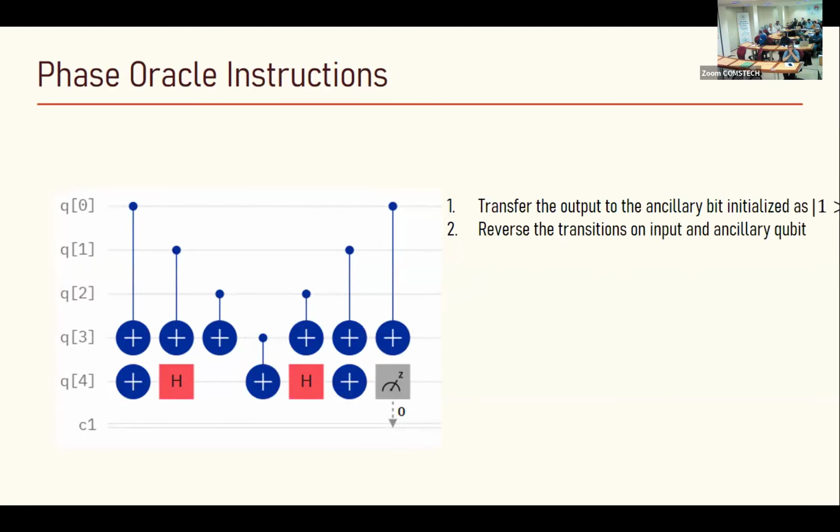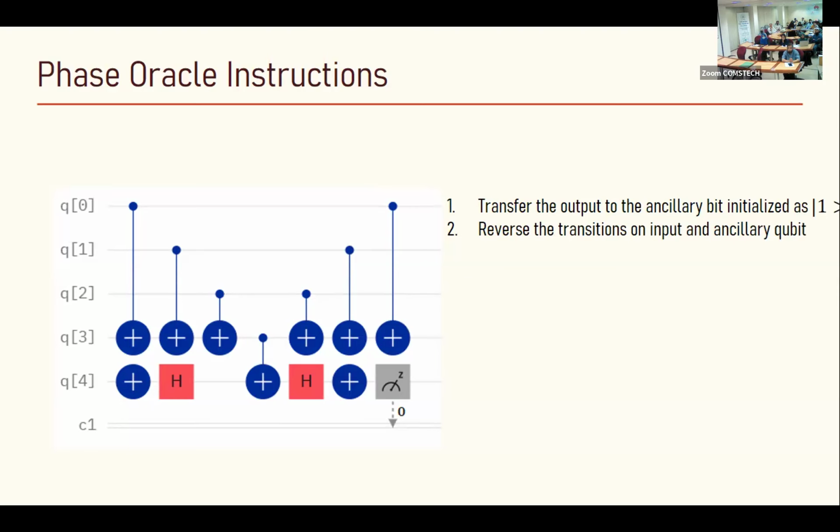What we do is, number one, we implement our function. This is the function that you recognize: Q0 XORed with Q3, the answer is XORed with Q1, and the answer is XORed with Q2. So these three operators you recognize from the last circuit. The first step is to translate this output to the ancilla bit.